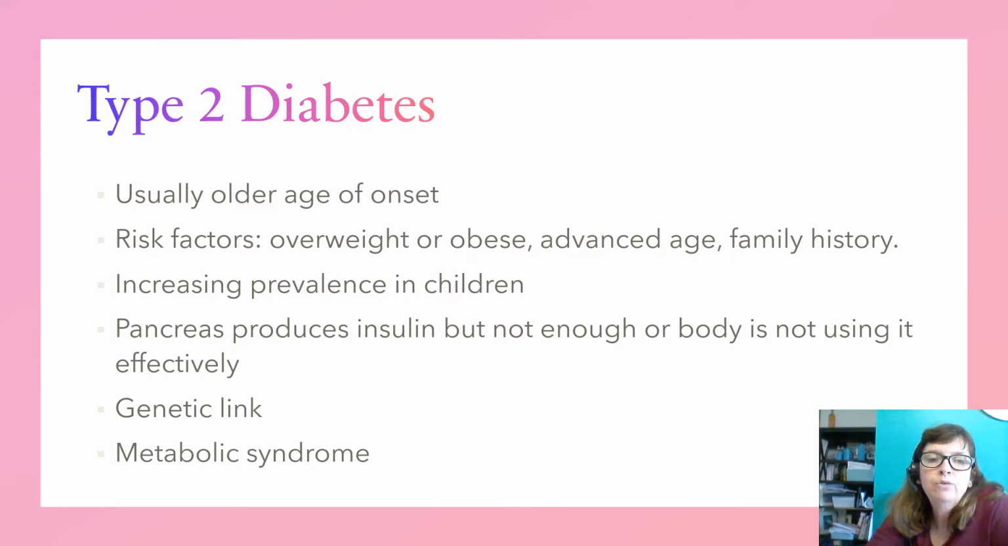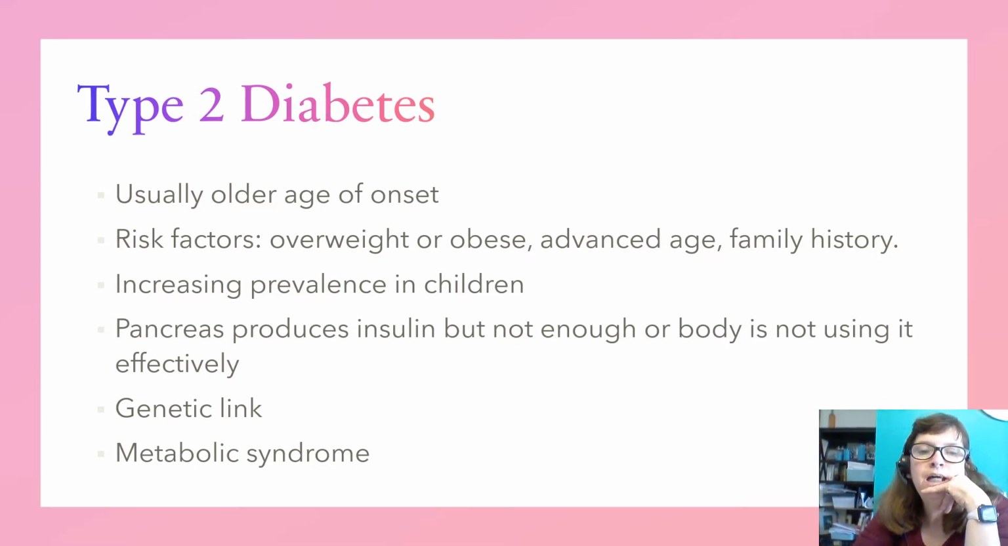The pancreas continues to produce some endogenous insulin, but not enough, or the body does not use the insulin effectively. And that's the major distinction: in type 1, the body isn't making any insulin at all, but in type 2, it's making insulin, it's just not using it properly.